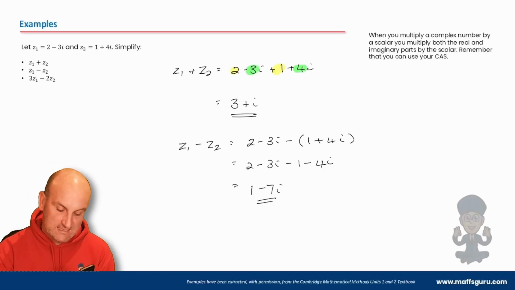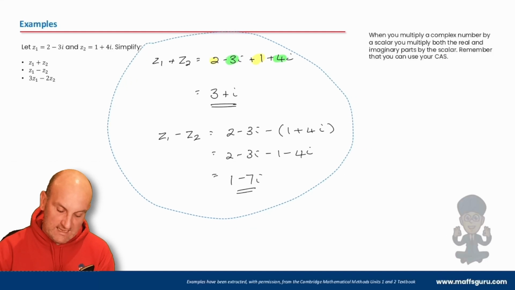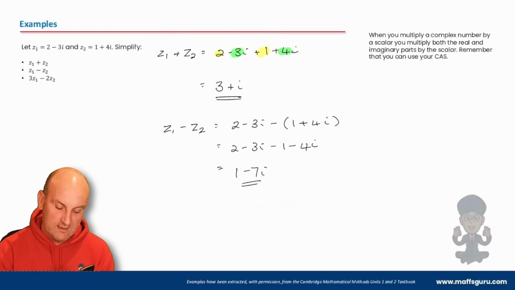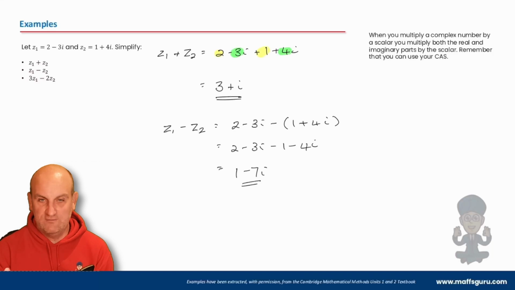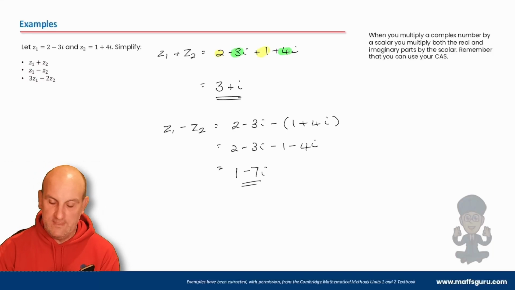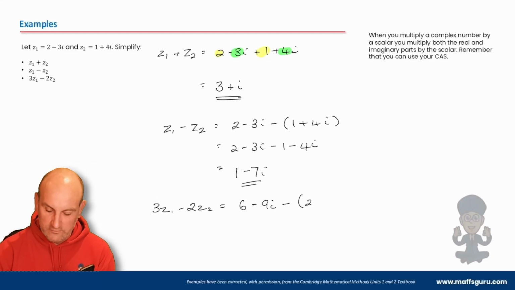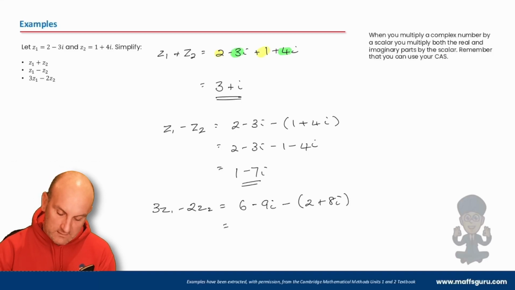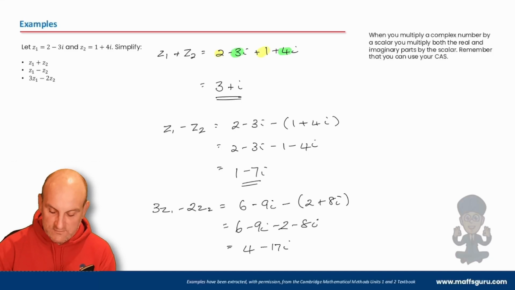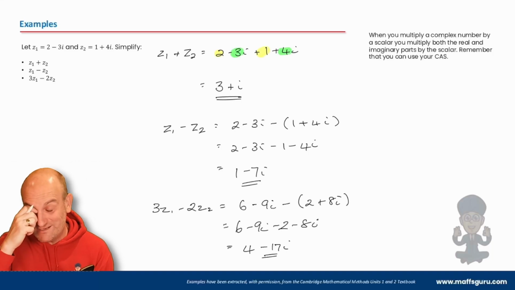Now, multiplying by a scalar, basically everything inside that bracket. So for example here, 3z1 means 3 lots of everything. You've got to multiply both the real and the imaginary. So we therefore get that 3z1 minus 2z2 would be 3 lots of z1, which would be 6 minus 9i, minus, and again brackets, 2 lots of that, which would be 2 plus 8i. That gives me 6 minus 9i minus 2 minus 8i. 6 minus 2 gives me 4. That would give me minus 17i, and we're done. Could your calculator do this for you? Yes, very, very simply.